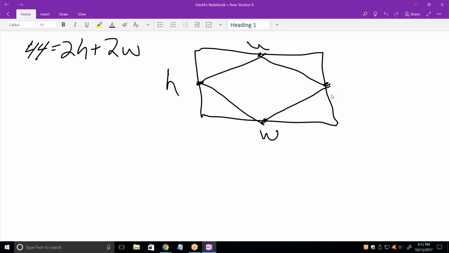Remember, the perimeter, that's w up there and that's h over there. So the perimeter is the sum of the four sides, and that's what they're telling us is equal to 44. They're also telling us that this is the midpoint. So from there to there is 1/2 h, and from there to there is 1/2 w.